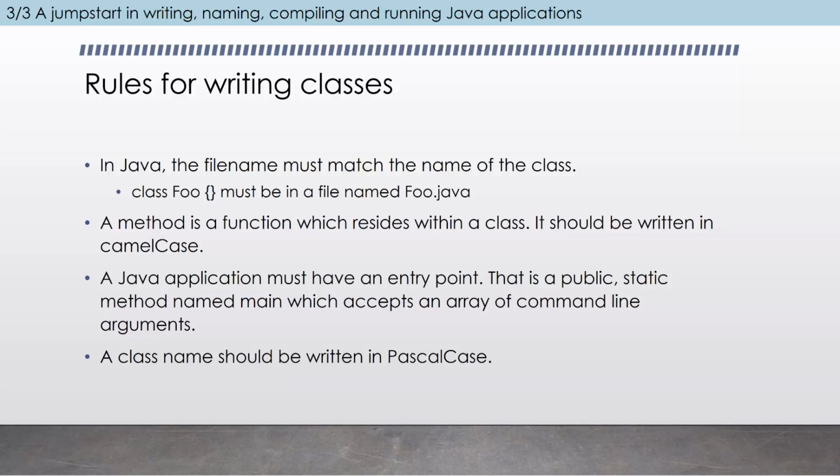You're happy, hopefully at this point, that a method is a function residing within a class. These should be written in camel case, and I've written camel case in camel case to make that point. The Java application must have an entry point, which you've already discovered twice. That's a public static method called main, which accepts an array of strings, which are command line arguments basically. The name of the class should be written in Pascal case, which we also know from work on the data types.